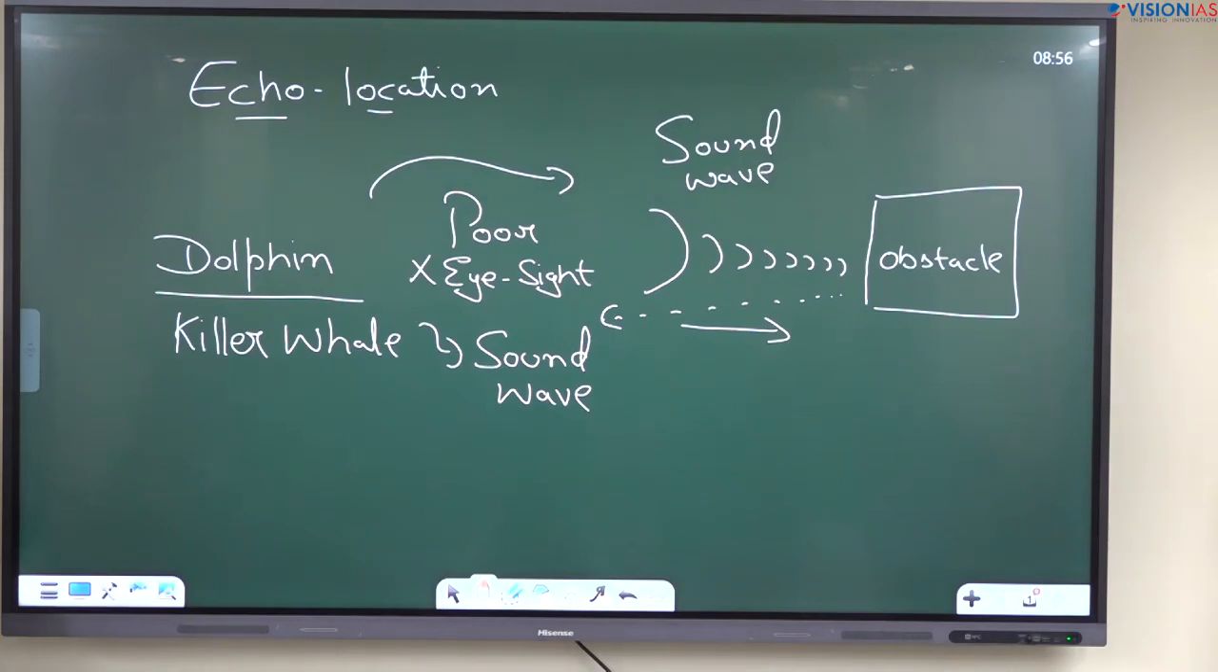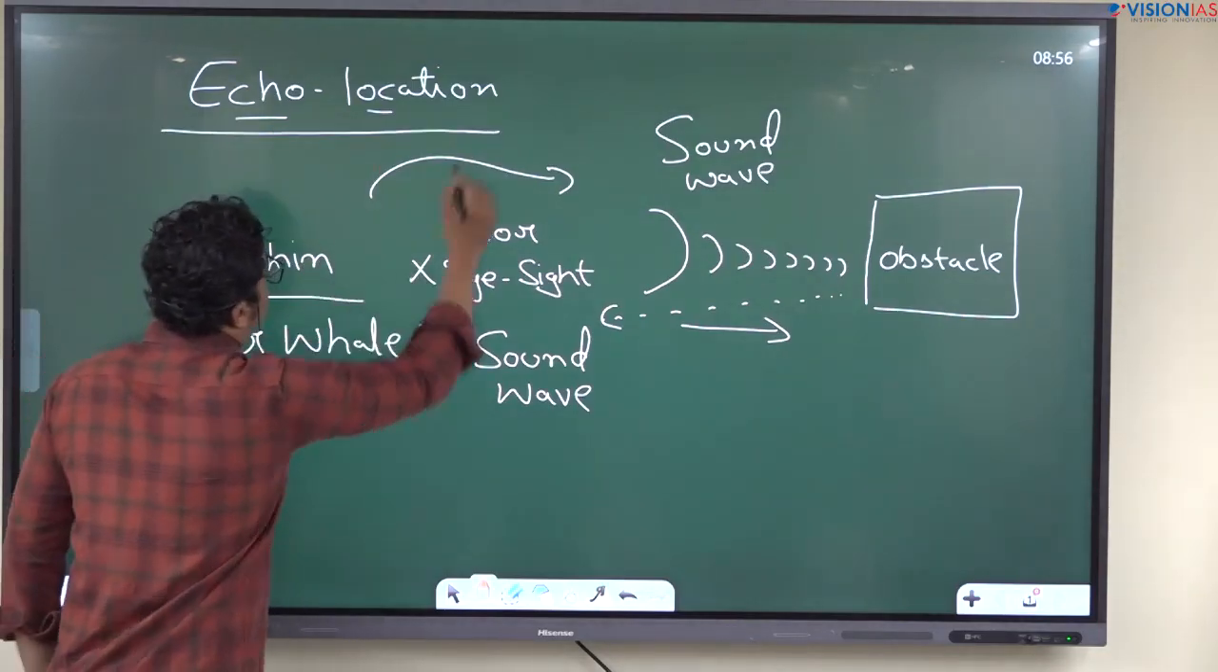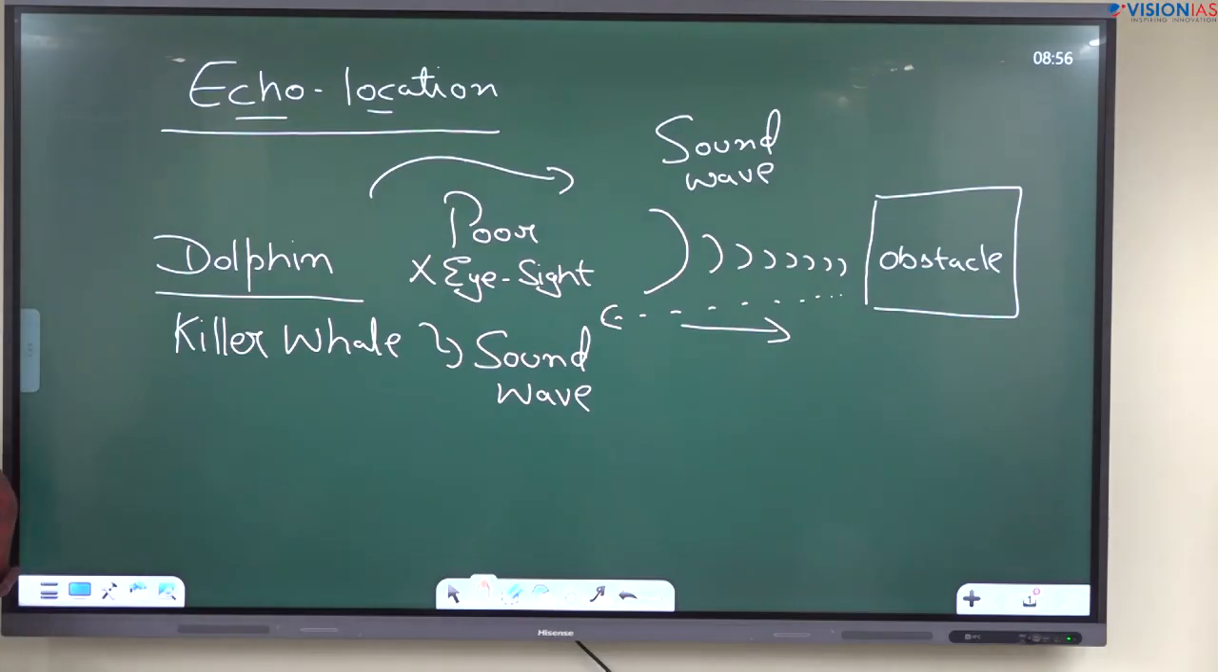Ganga dolphin is completely blind. Ganga dolphin cannot see at all. So how does the Ganga dolphin move in the Ganga? It emits sound waves. The sound wave strikes the obstacle and comes back to the Ganga dolphin. Then the dolphin decides which path he has to choose. Now this process is known as echolocation.